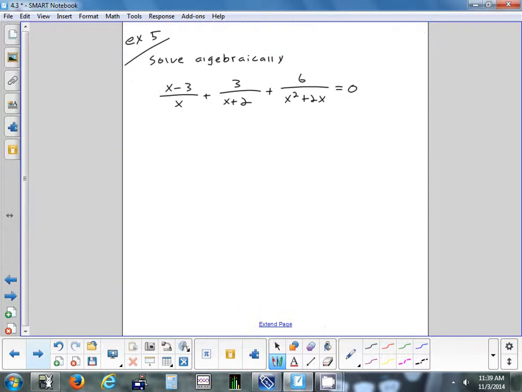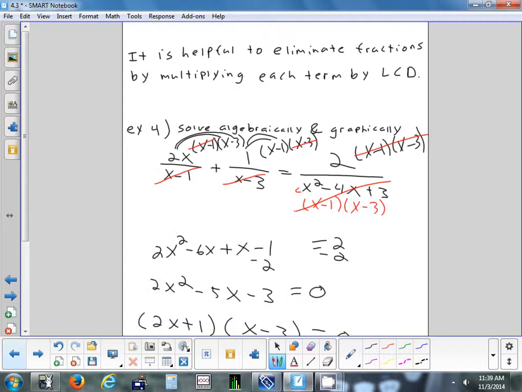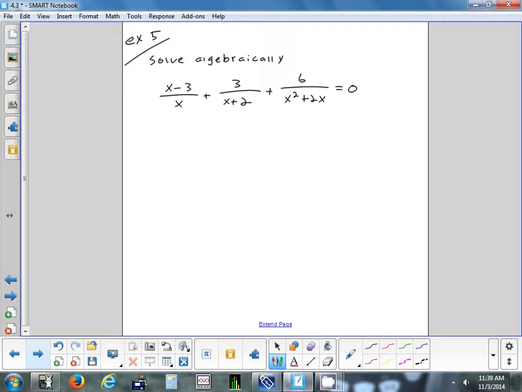All right. Let's take a look at this one. This time, you know what? I think the last problem I said to solve algebraically and graphically. Let's do this one graphically instead.